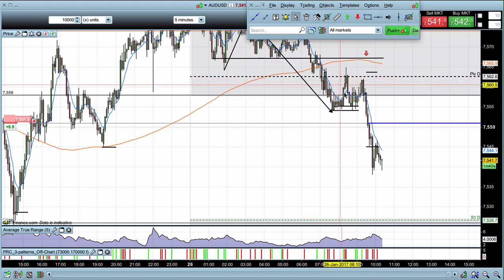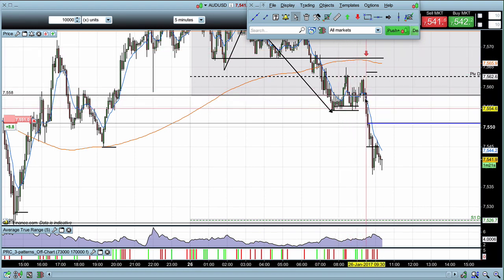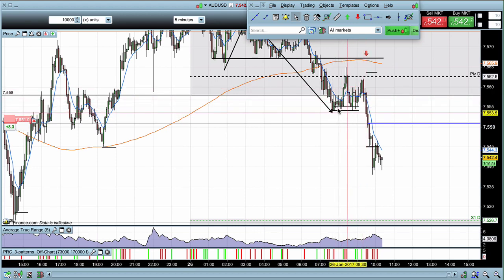I was fully expecting to get a setup in here, which I would have completely ignored. The reason for that is I didn't want to get into a position straight into these lows where we could potentially see a bullish bounce and a very strong bullish bounce. So I had to wait. We did get the setup right here at 9:30. Came below these lows. I was happy to get into the trade after that.